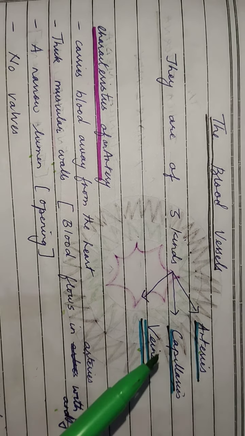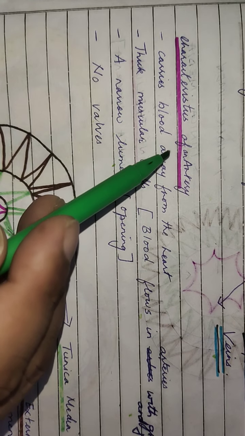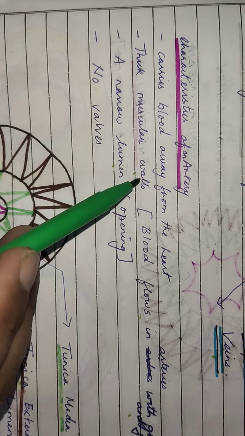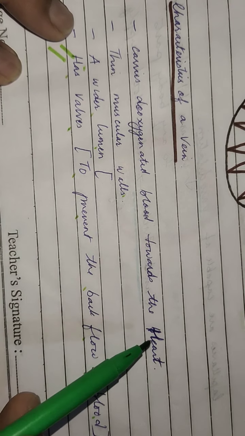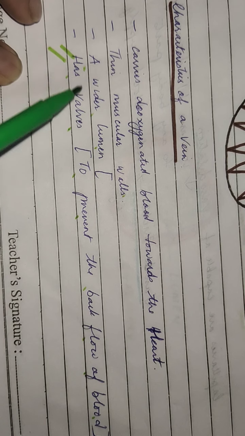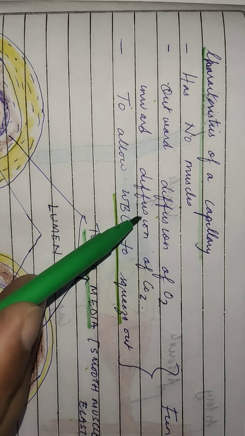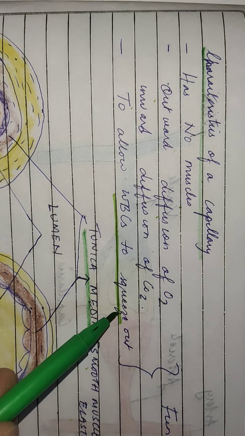So in today's lesson, we have come to know three kinds of vessels: arteries, capillaries, and veins. We have come to know the characteristics of an artery, that it carries blood away from the heart, thick muscular walls, a narrow lumen, and has no valves. So characteristics of a vein: carries deoxygenated blood towards the heart, thin muscular walls, a wider lumen, has valves. And we have also learned about the characteristics of a capillary: has no muscles, outward diffusion of oxygen, inward diffusion of carbon dioxide, and also allows WBC to squeeze out.